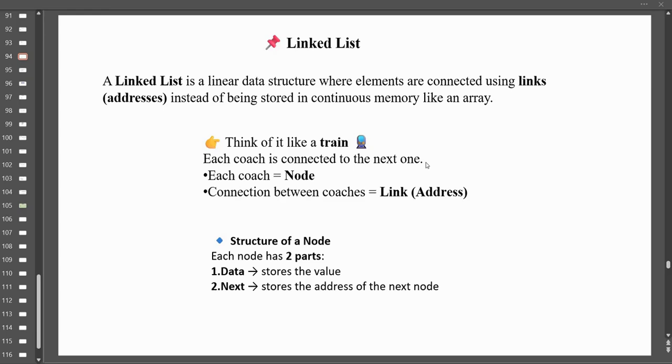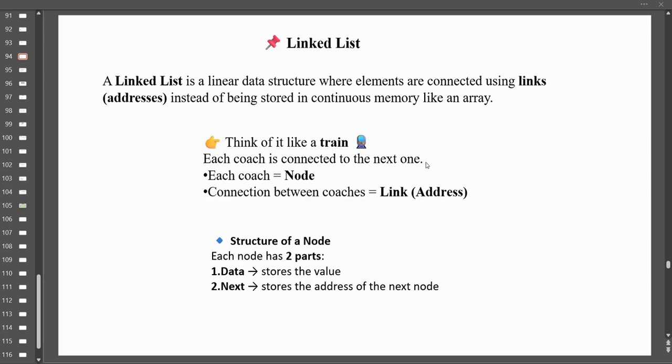You can take the example of a train. Each coach is connected to another one. Suppose the coach is a node, and the connection between coaches is the link. Link means address. So a linked list is basically a linear data structure where elements are connected using addresses, instead of being stored in contiguous memory like an array.